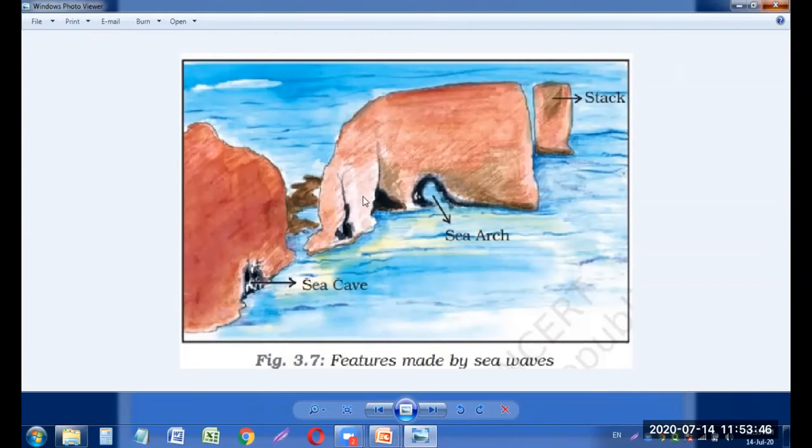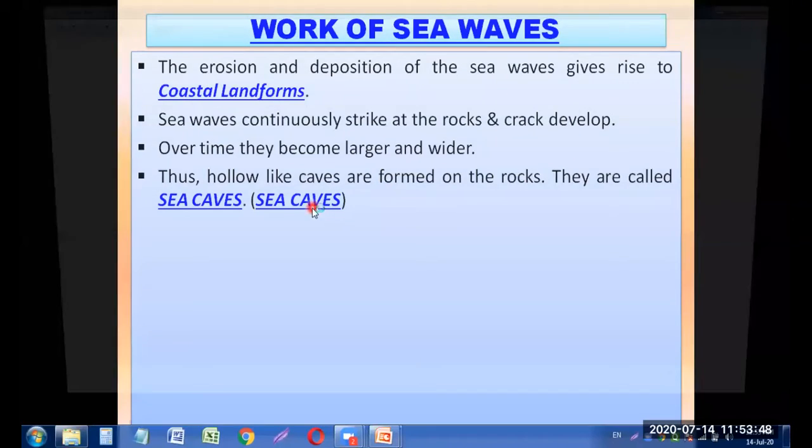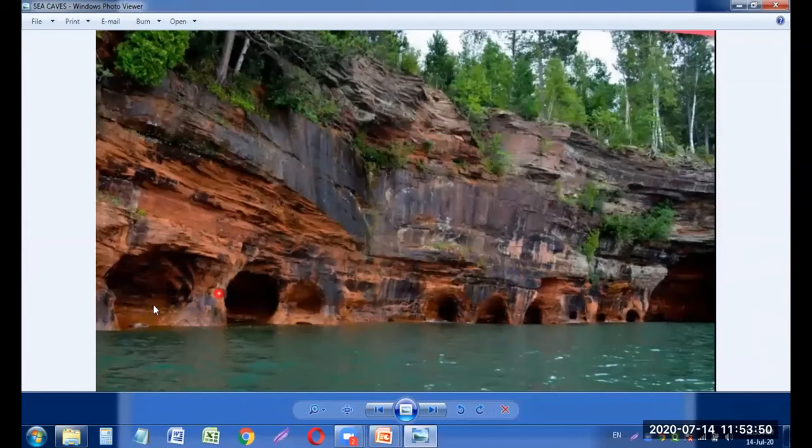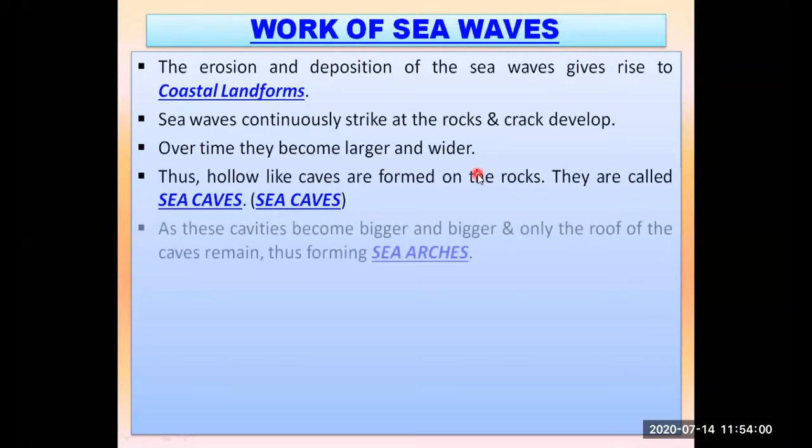Let me show you one more image of a sea cave. You can see over here. These hollow-like structures are known as sea caves. Okay, remember, remember the name sea caves. Okay, let us move ahead and understand further. These cavities, these sea caves, become bigger and bigger. The sea cave gradually becomes bigger.